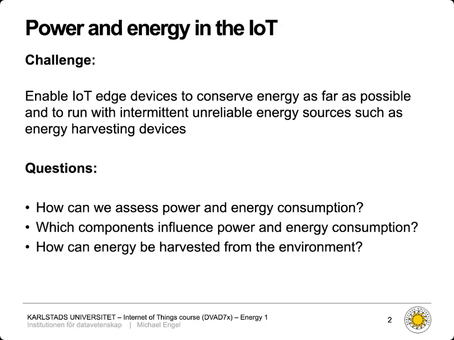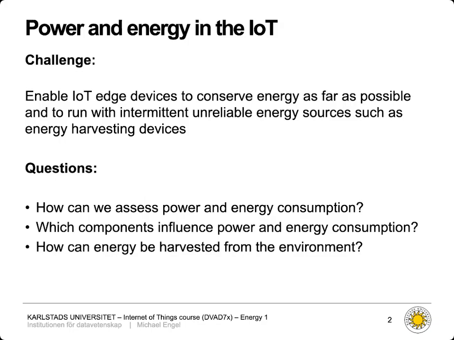So this means that very often we have to run these devices with unreliable energy sources. They can be intermittent, depending on, for example, availability of sunshine, if you use solar cells as an energy source. And in general, this way of collecting energy for an IoT device, so little amounts of energy that are just enough to operate your IoT device for short amounts of time, is called energy harvesting.